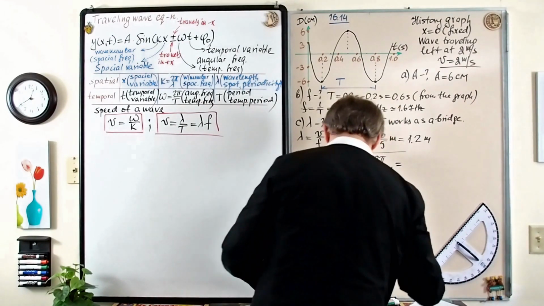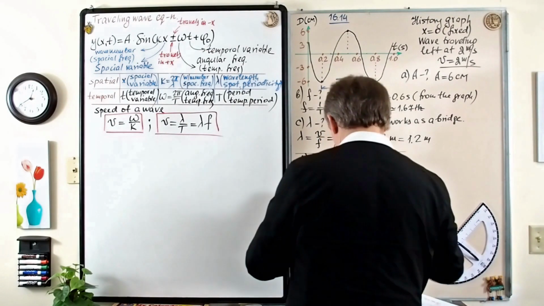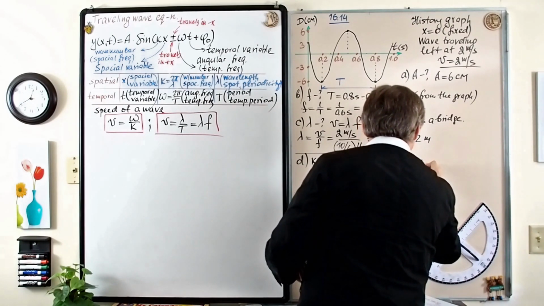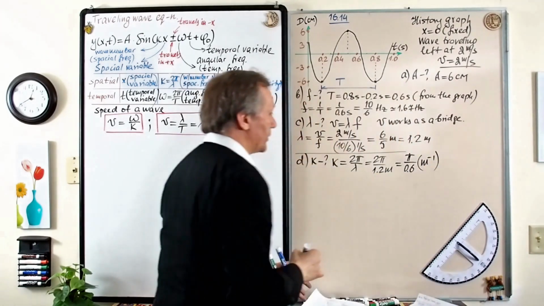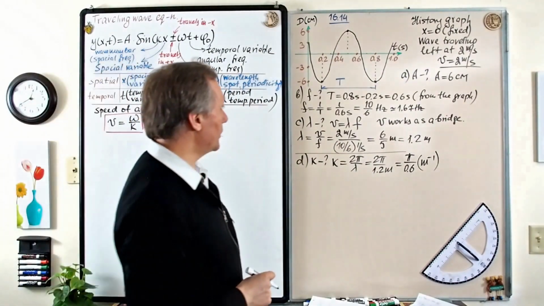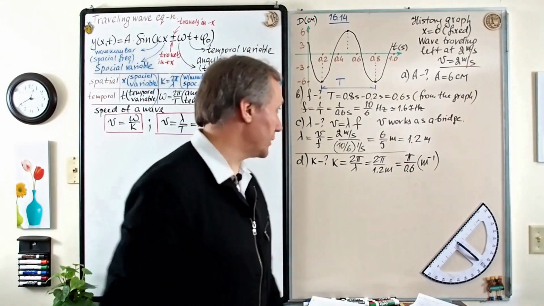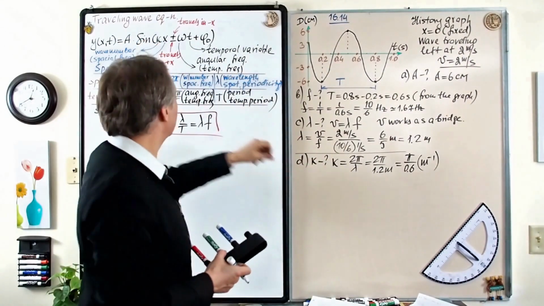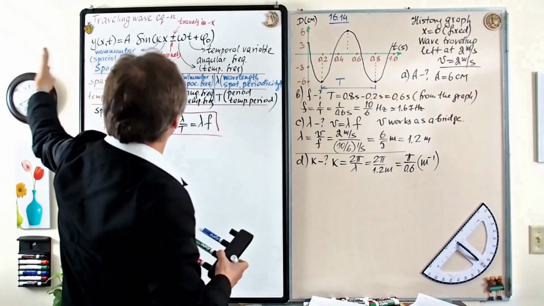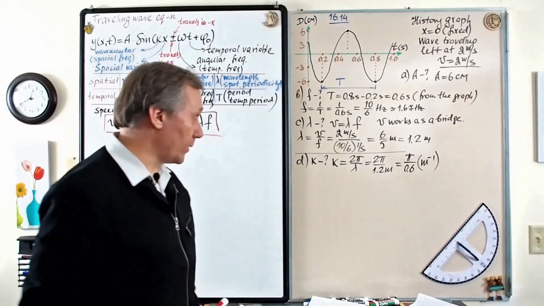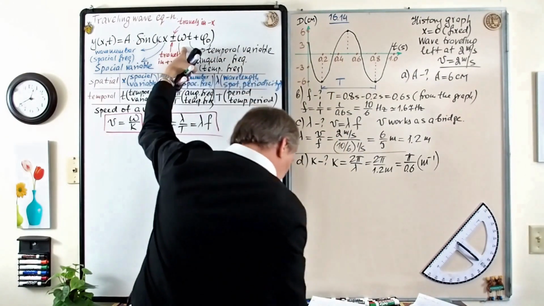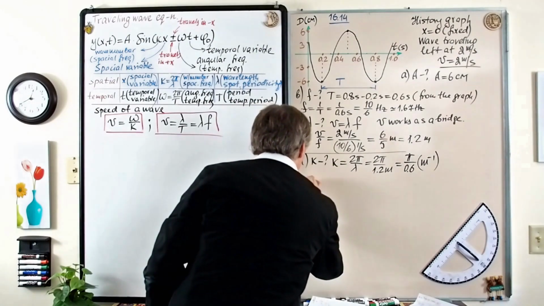You will get pi divided by 0.6 inverse meters. I will keep it in terms of pi's, it's not a big deal. So now we know K. Why am I trying to find this? I want to find K and omega so I can write the equation. So we found K. Now what's next? Most likely omega. Let me check. Yeah, let's find omega.